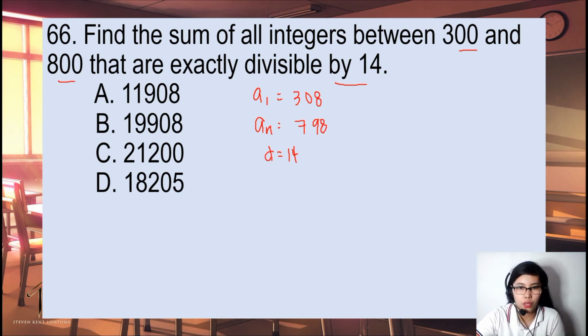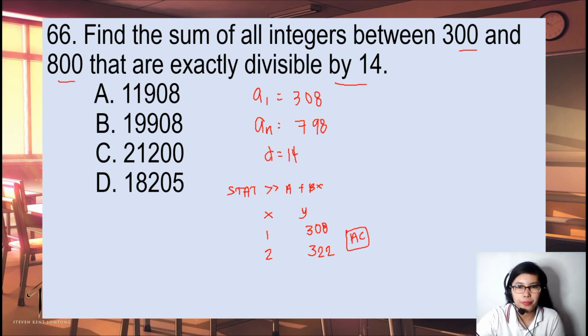So, in your calculator, you can use this stat mode and go to a plus bx again and input this. So, our first term is 308. Our second term is 308 plus 14. That's 322. Okay, then click AC.